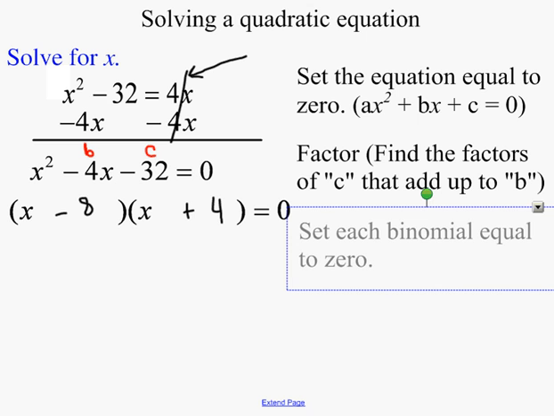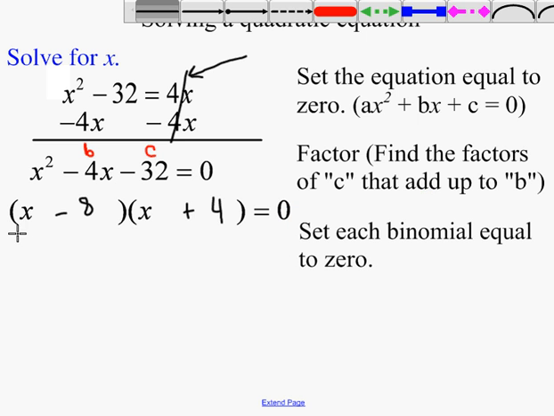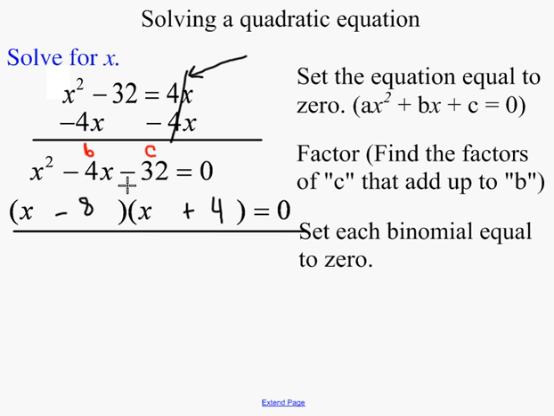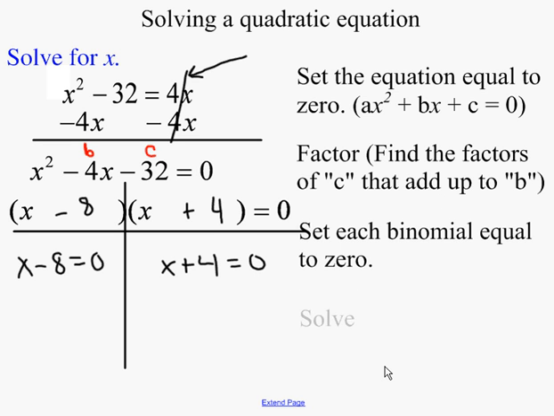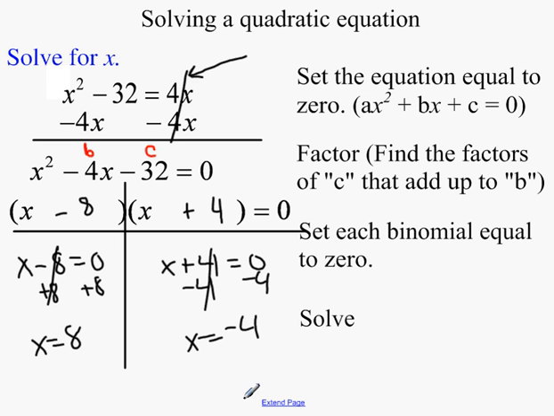The next step is to set each binomial equal to 0. So I'm going to just draw a line here. I'm going to split the binomials, and I'm going to write x minus 8 equals 0, x plus 4 equals 0. Now I'm just going to solve each binomial, treat it like a separate equation. So additive inverse over here, and I get x equals 8. Additive inverse over here, and I get x equals negative 4.